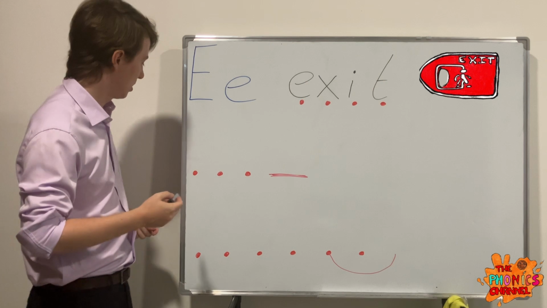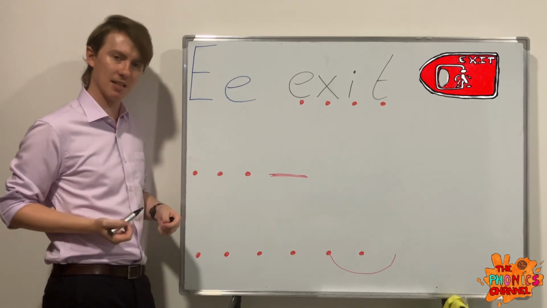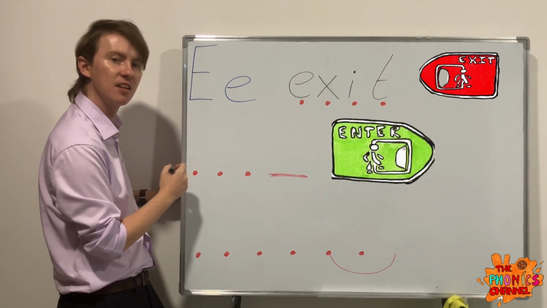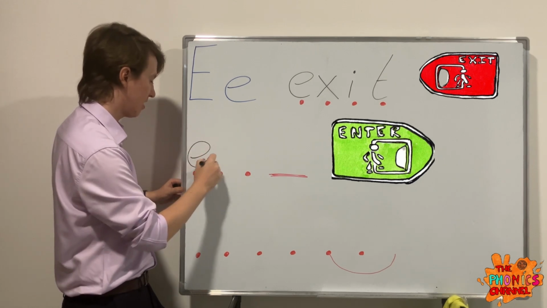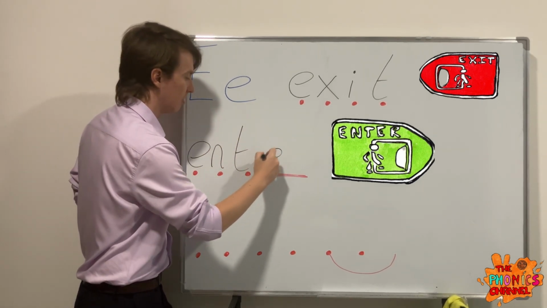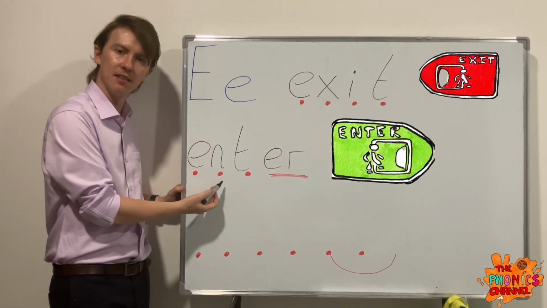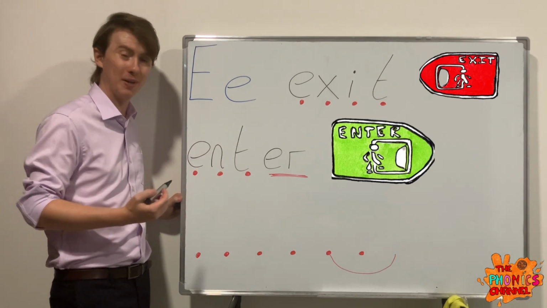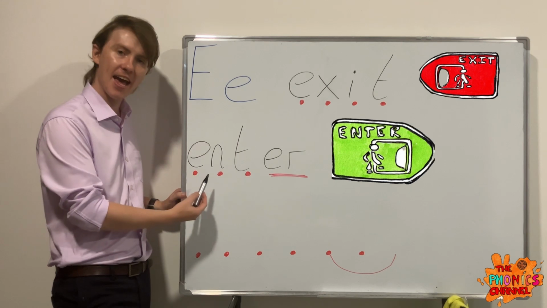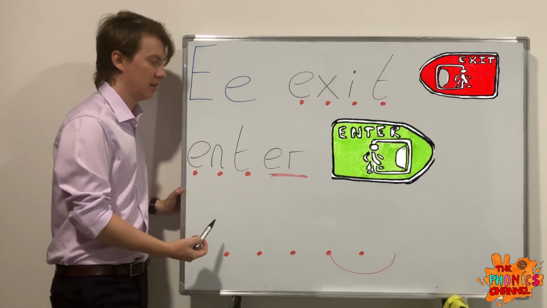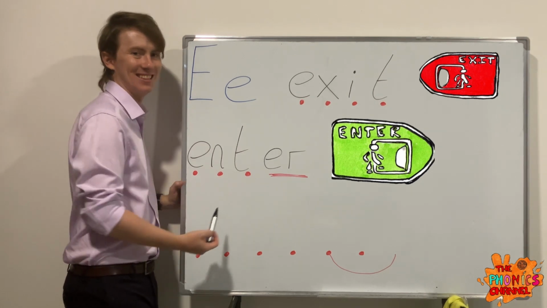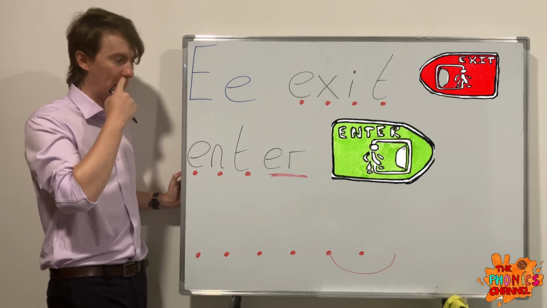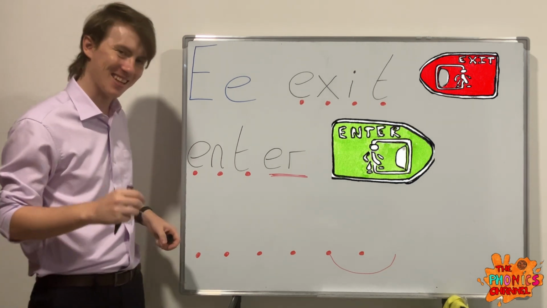Okay, next one we have is the opposite of exit. Can you think what it might be? Yeah, it is enter. Enter. I will enter the room. Okay, I will come into the room. I will enter it. Enter. And then we have the digraph at the end of this word here. Enter. Okay, super.